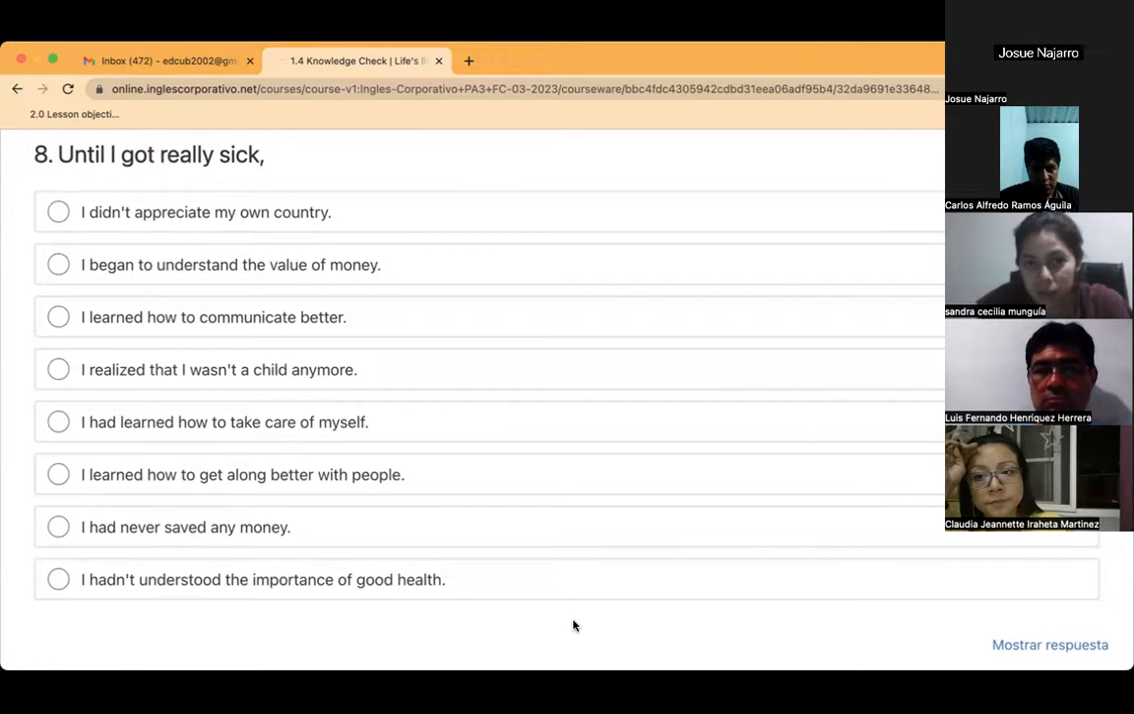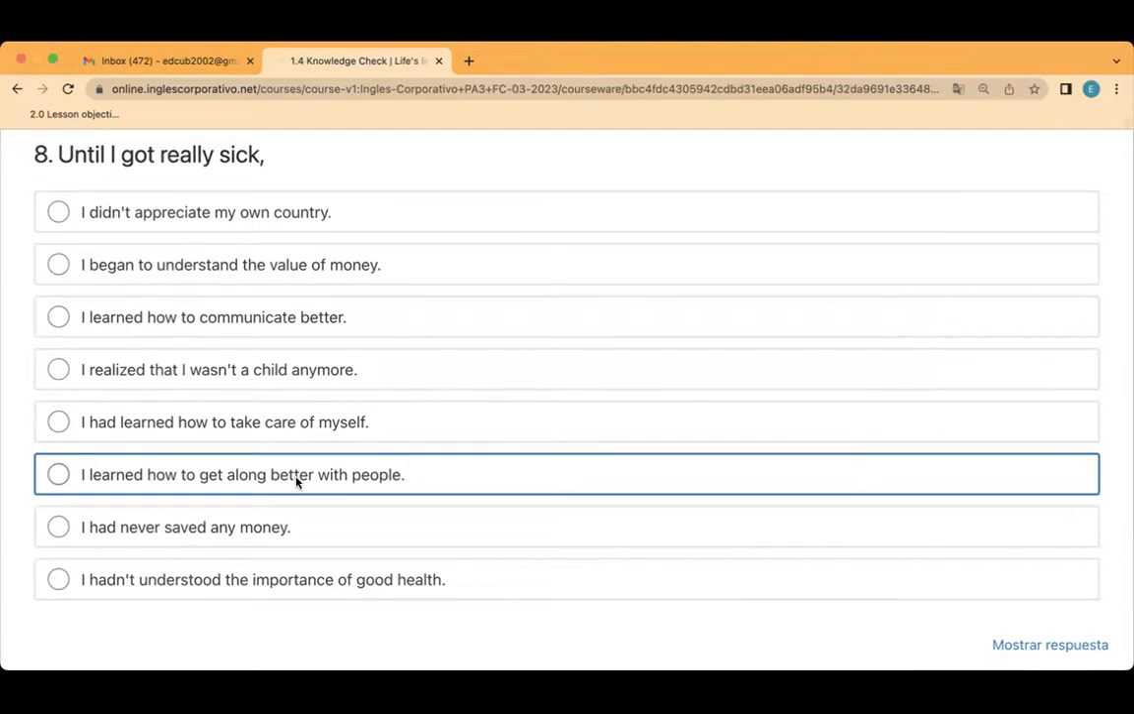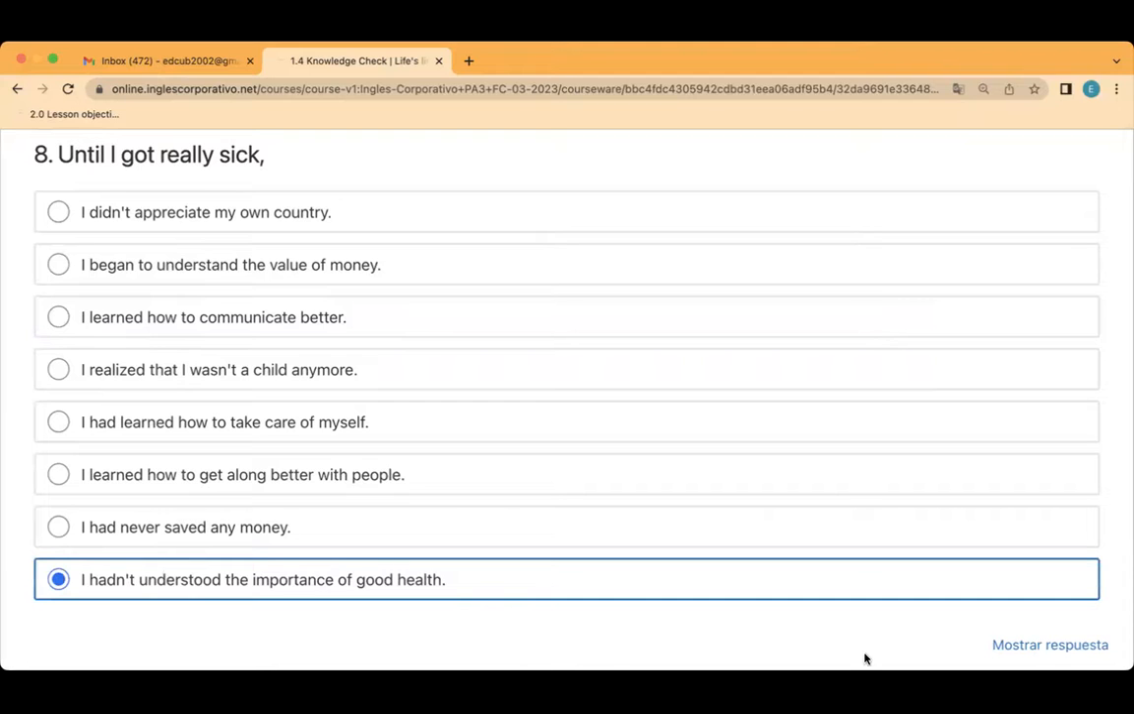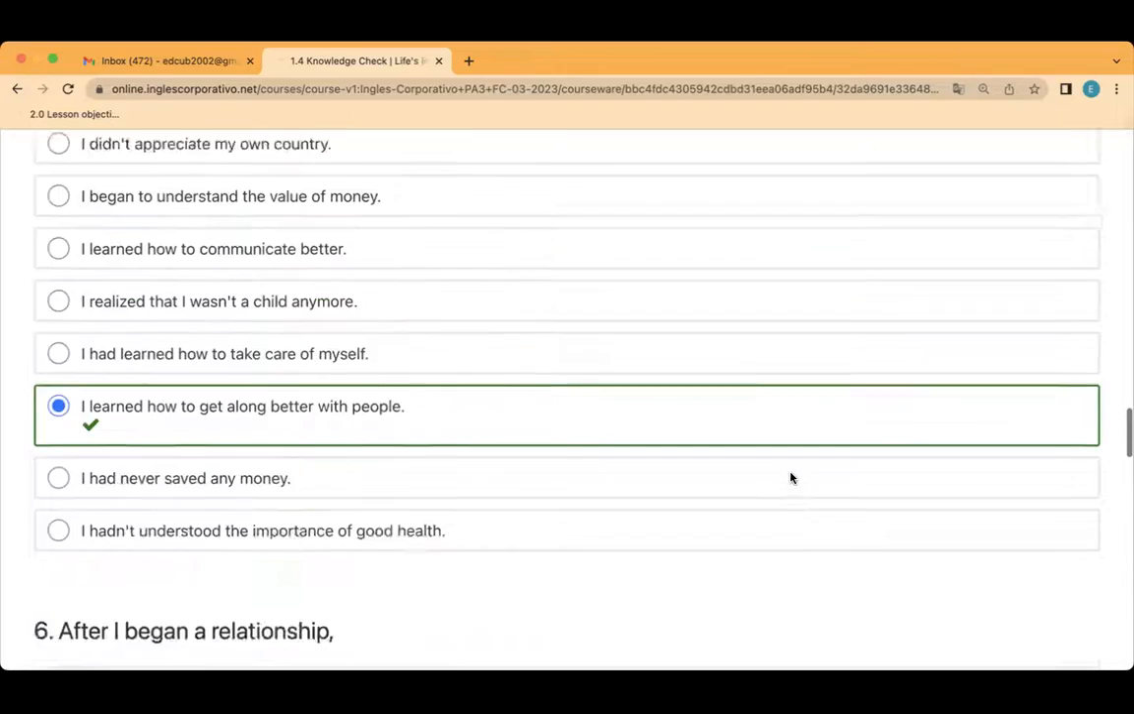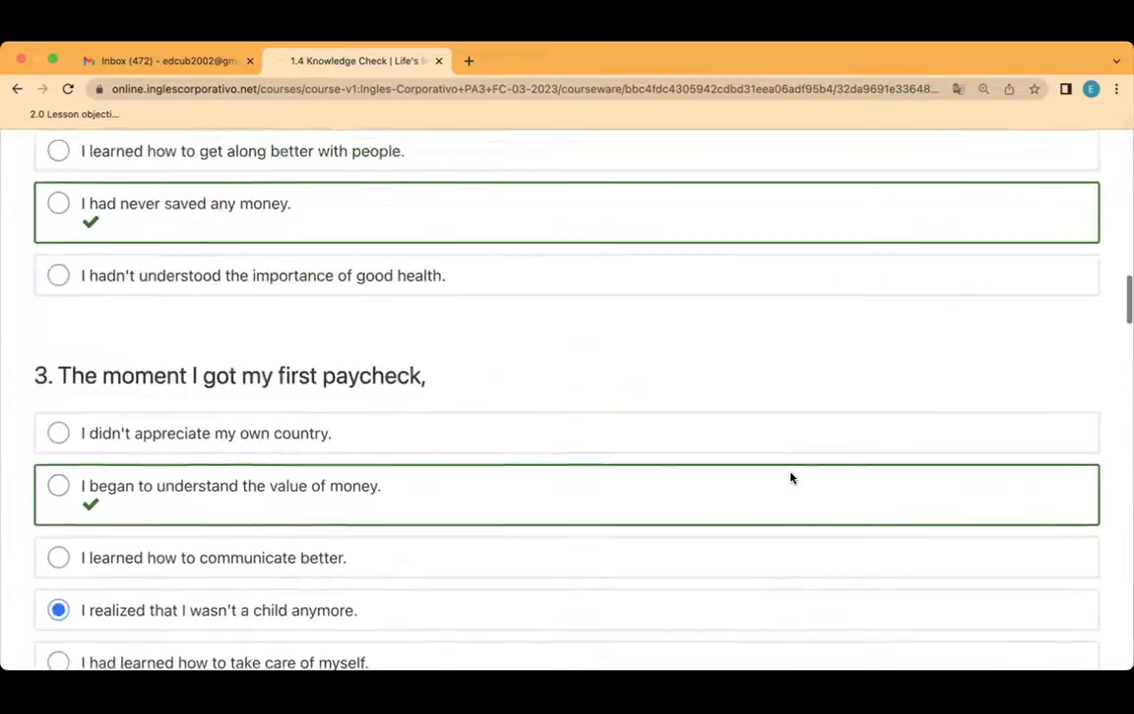Until I got really sick, I have understood the importance of good health. Okay. Now, pretty good. Most of them are correct, but not all of them. Let's take a look at some of them that were wrong.